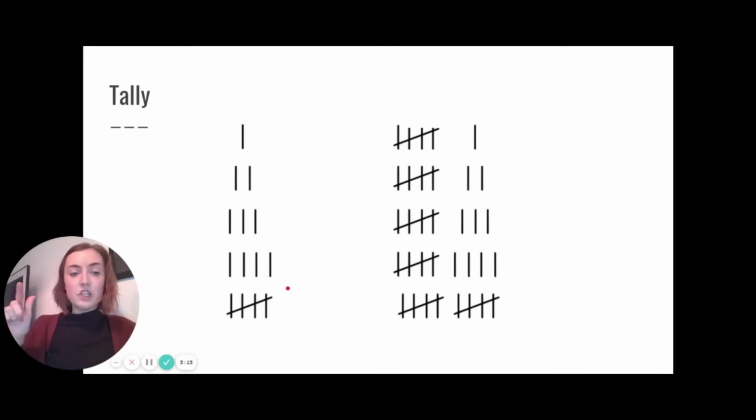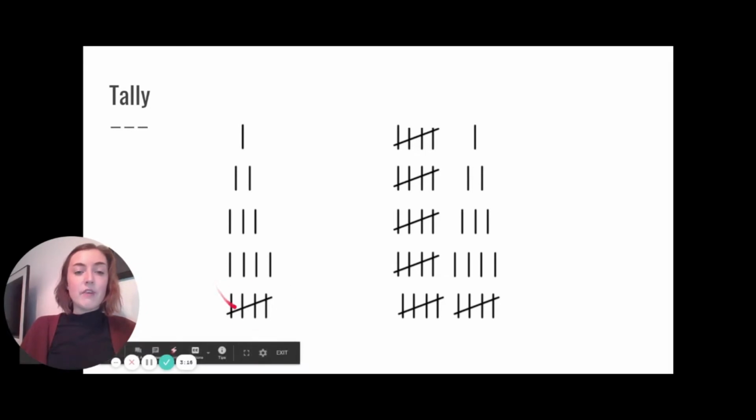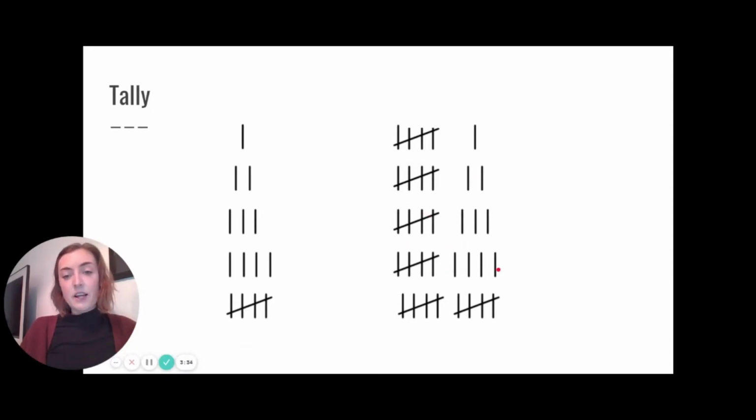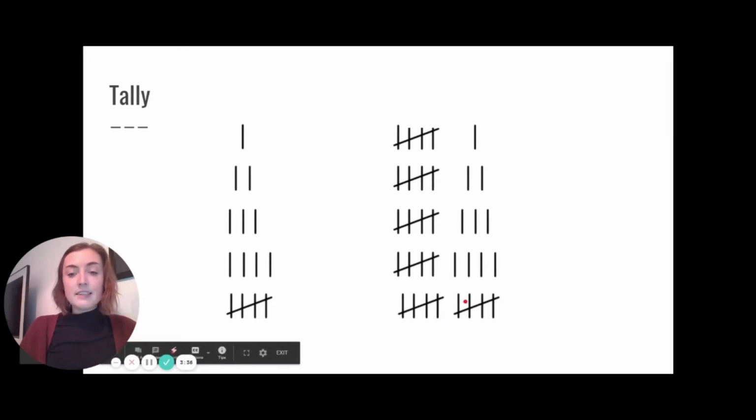This is so that we don't just have a really long row of lines after line after line. You have to count them individually. Instead, you can count in 5s. For example, if I got to the number 15, I would have 3 of these. I could count 5, 10, 15, rather than having to count in 1s. Then it goes back to 1, so 5, 6, 7, 8, 9, 10. So I know that's 5, so that's 5, 10.